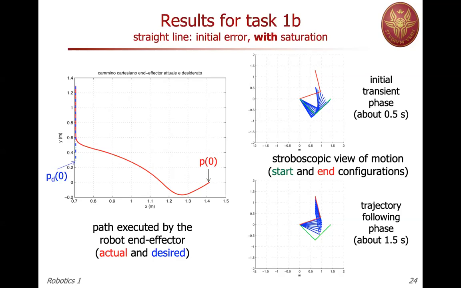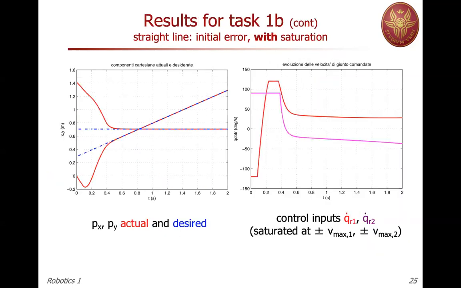And once it's 0, it remains 0. Now, if we look at the time plots exactly as before, and we have set the limit, it was 120 for the first joint velocity, plus or minus 120, and 90 degrees per second for the pink plot, which is the joint velocity of joint 2. And you can see that in the first phase, we are saturating both in an opposite direction.